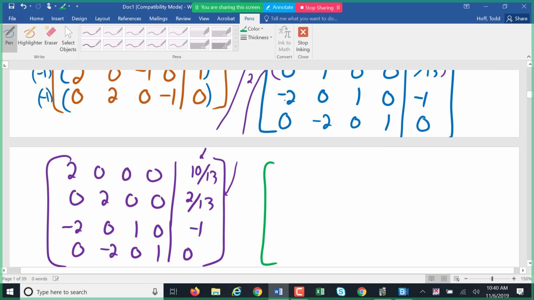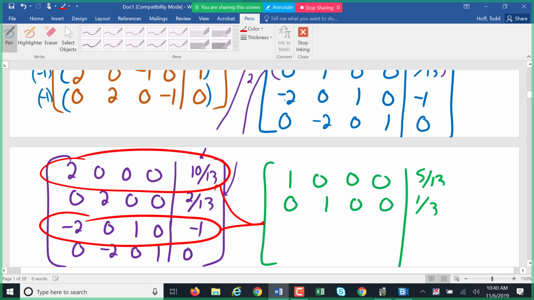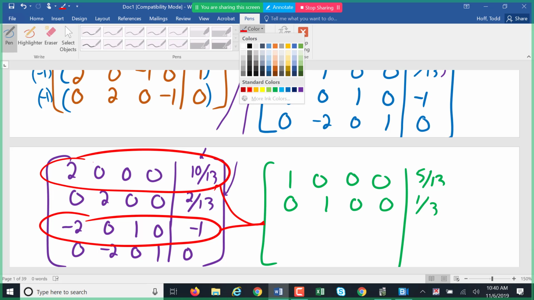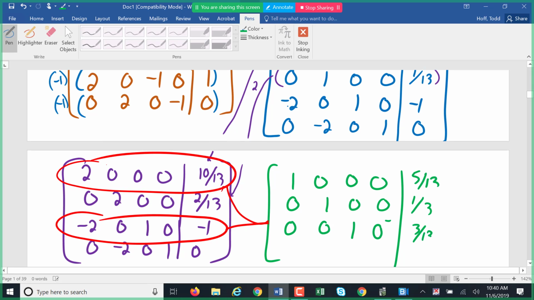So for my top rows, I'm going to leave them as they were. 1, 0, 0, 0, 5/13. 0, 1, 0, 0, 1/13. For my third row, I am going to combine my modified top row with my third row to replace the third row. 2 and -2 is 0. 0 and 0 is 0. 0 and 1 is 1. 0 and 0 is 0. 10/13 and -1 is a -3/13.